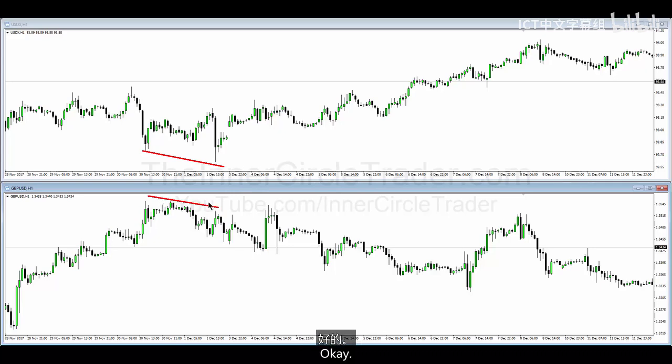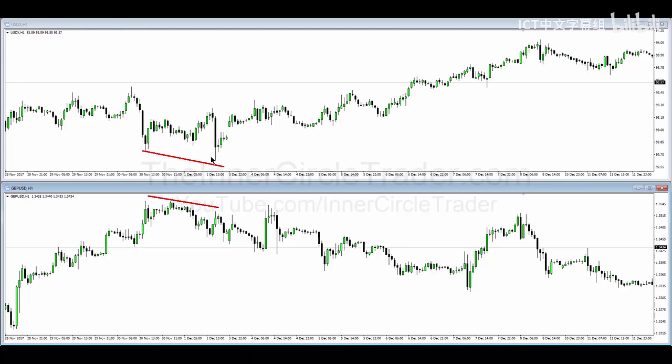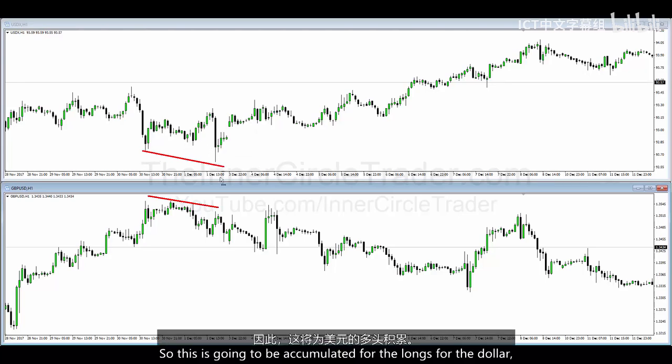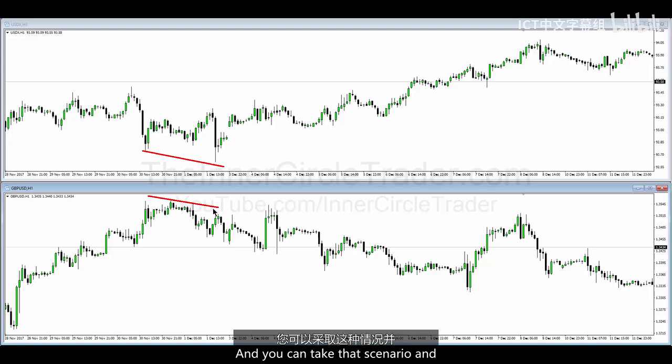That means that this isn't strength. This is in fact weakness, okay? Because it failed to make a higher high when it should have, with the dollar making a lower low. This shows underlying weakness in the cable, and this is actually a false move below the old low. So this is going to be accumulated for the longs for the dollar, which is going to translate into a weaker British pound. And you can take that scenario and anticipate weakness and start looking for areas of liquidity for cable underneath old lows, and they would be your targets.